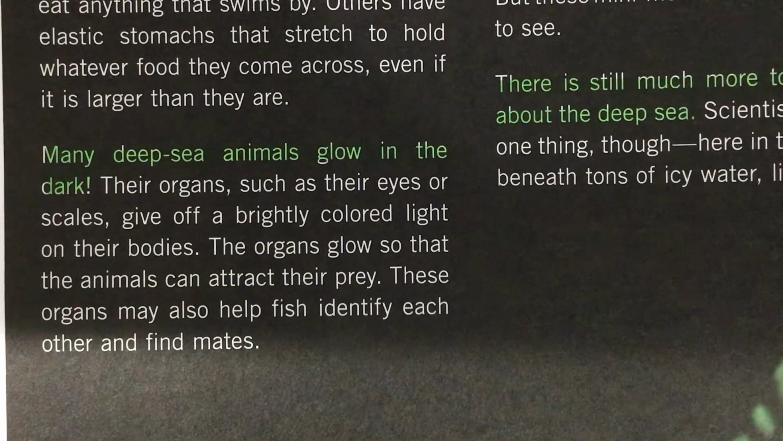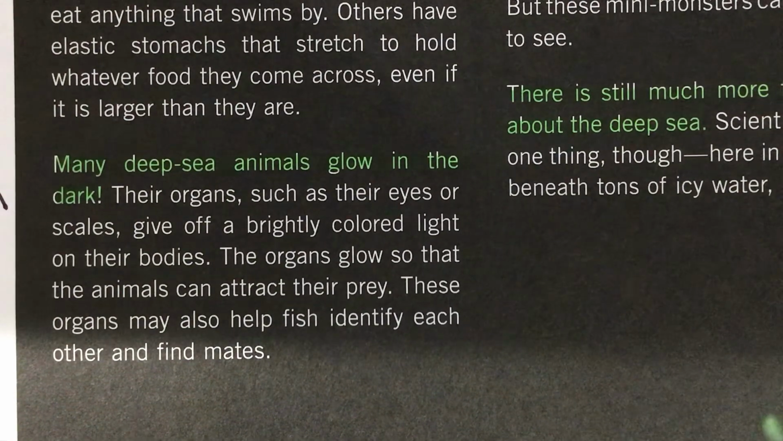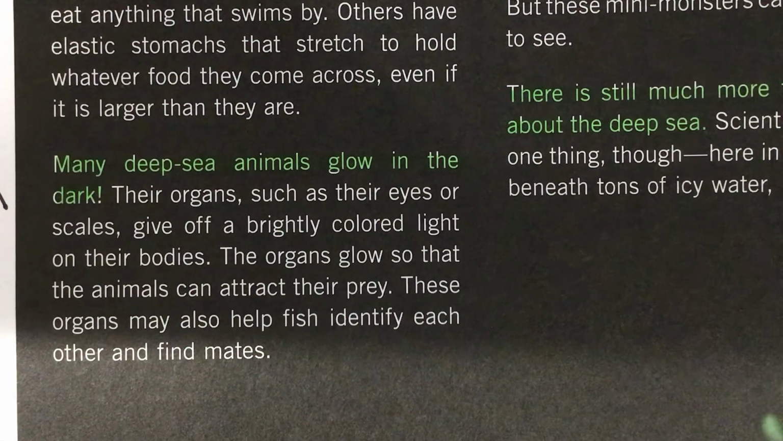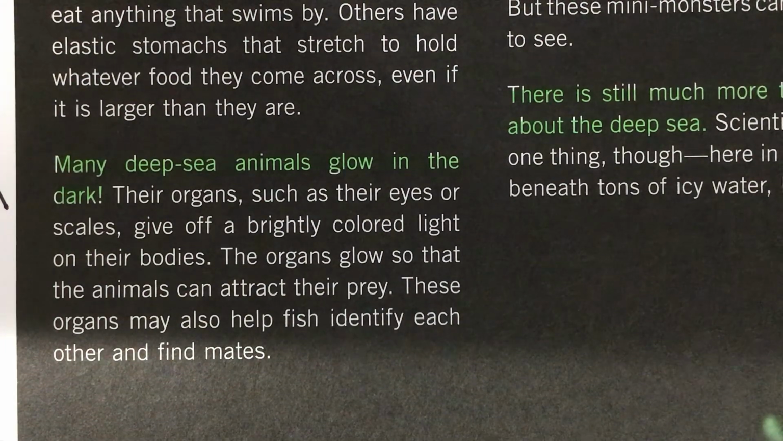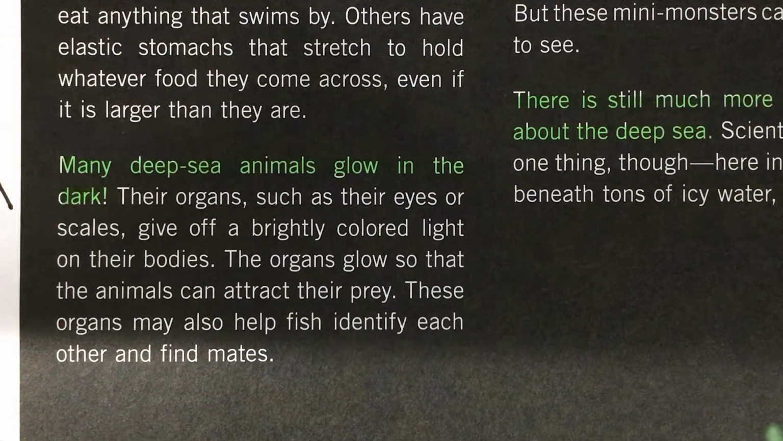Many deep sea animals glow in the dark. Their organs, such as their eyes or scales, give off a brightly colored light on their bodies. The organs glow so that the animals can attract their prey. These organs may also help fish identify each other and find mates.